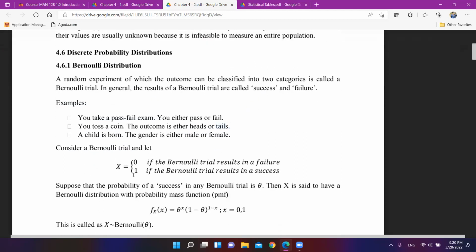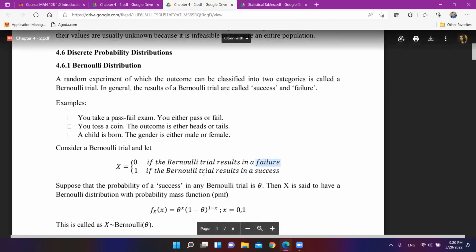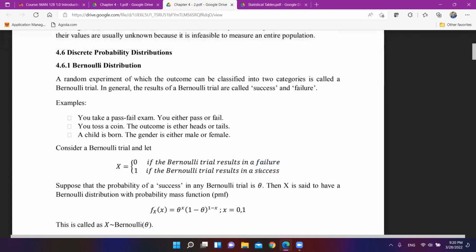Consider the Bernoulli trial, and let x, so x is the random variable here, right? It can be taken as 0 and 1. The values of x can be 0 and 1: 0 if the Bernoulli trial results in a failure, 1 if the Bernoulli trial results in a success.